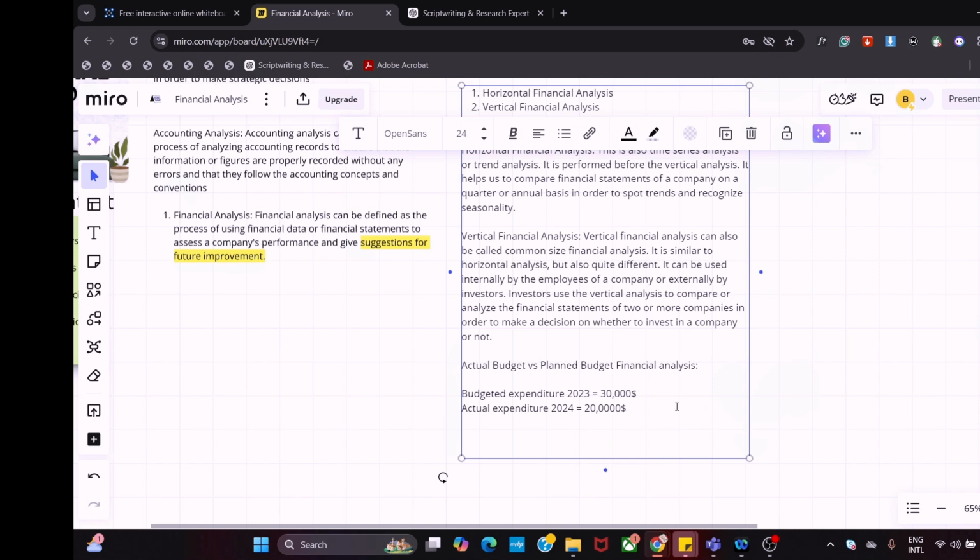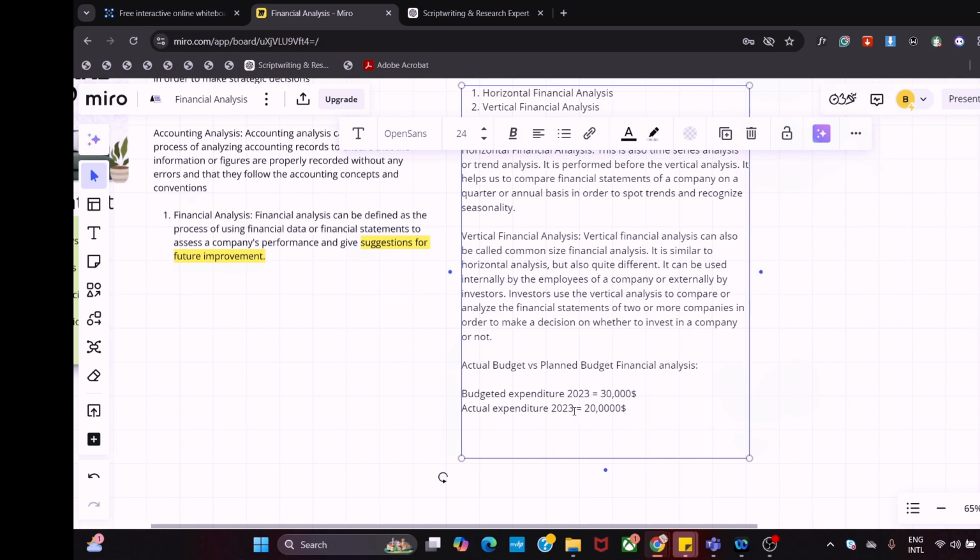Now, when you go ahead and look at this, let's say at the beginning of 2023, this company built their financial models and these models made predictions using the past financial data, all right? Based on the predictions of this model, this company decided to draw up a financial plan, and they said that for the year 2023, we are expecting to make an expenditure of $30,000.